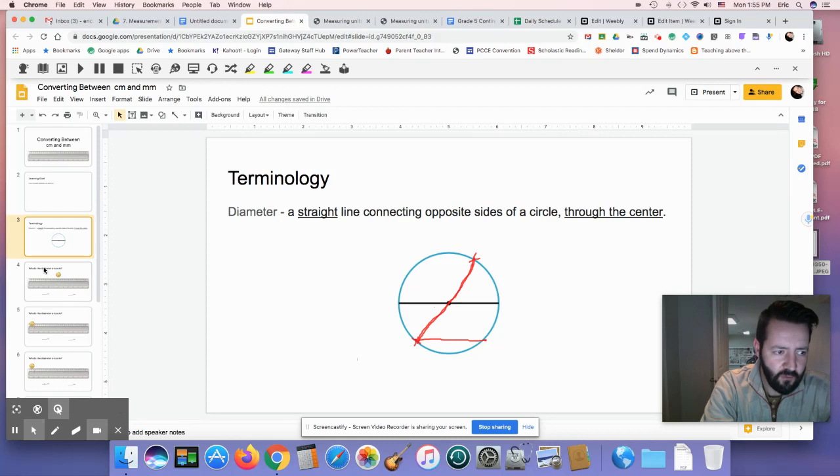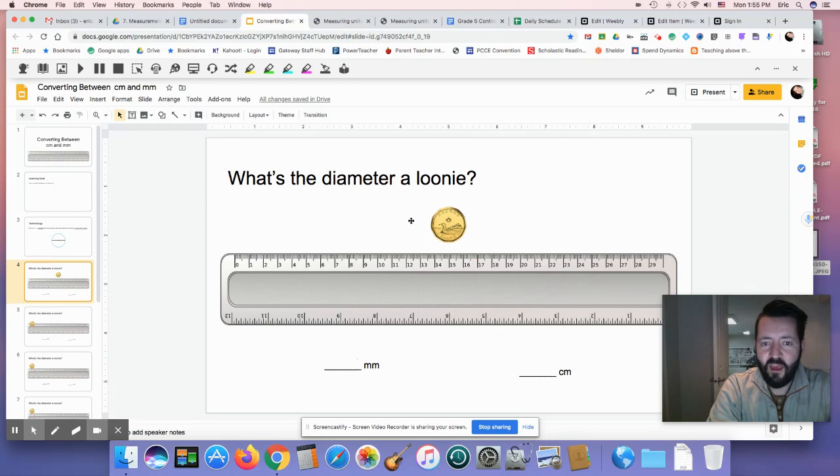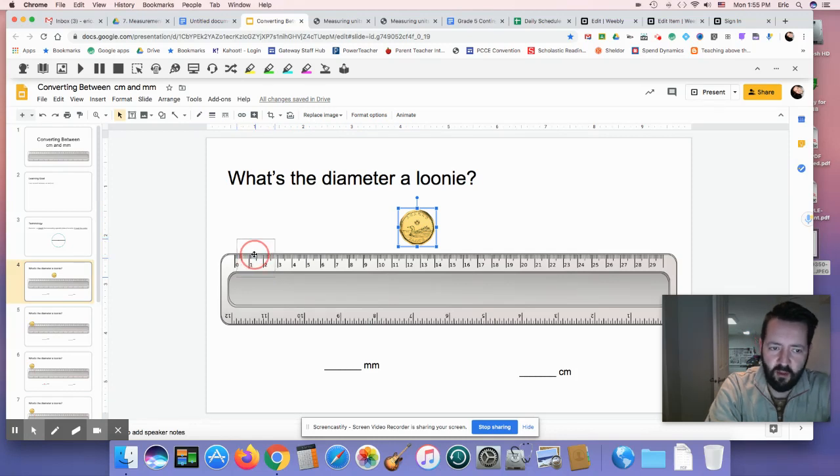So the problem I wanted to work through with you today, it looks like this. All right, so it says, what is the diameter of a loonie? Okay, so in order to answer this question, we're going to need to take our loonie and put it over here on our ruler. And of course, we want to double check and make sure we're using the metric side of our ruler, the side with centimeters and millimeters, and not the inches side down here, the imperial side.